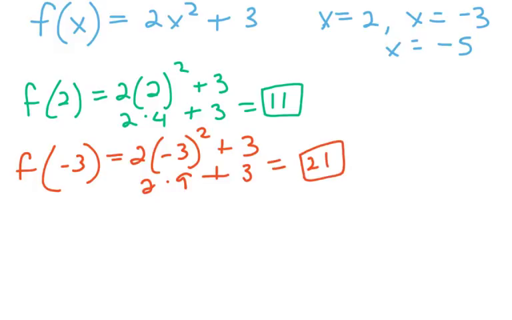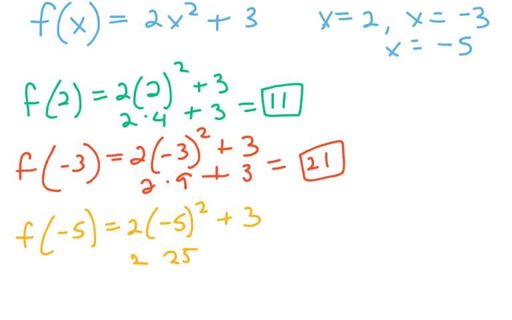And lastly, f of negative 5 equals 2 times negative 5 squared plus 3. Negative 5 squared is 25, times 2, which is 50, plus 3 equals 53.